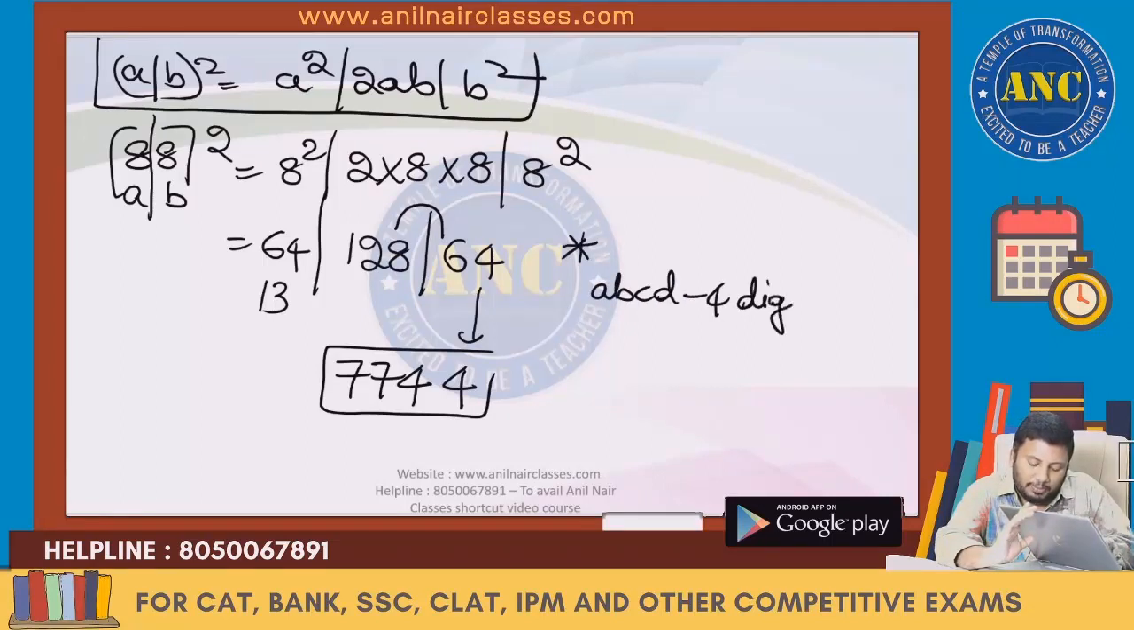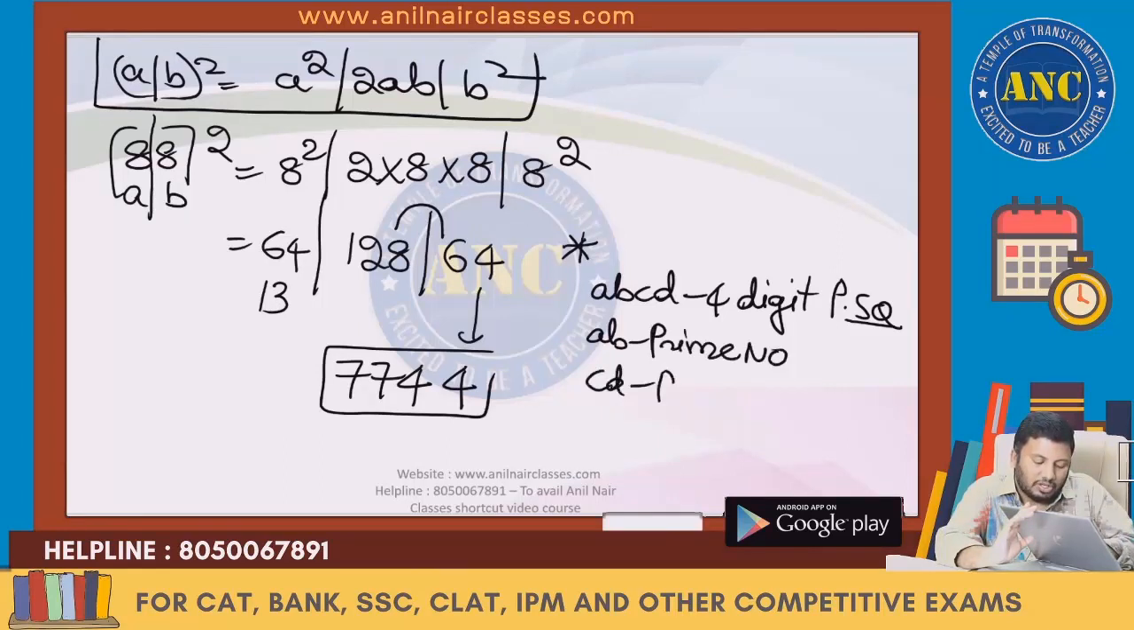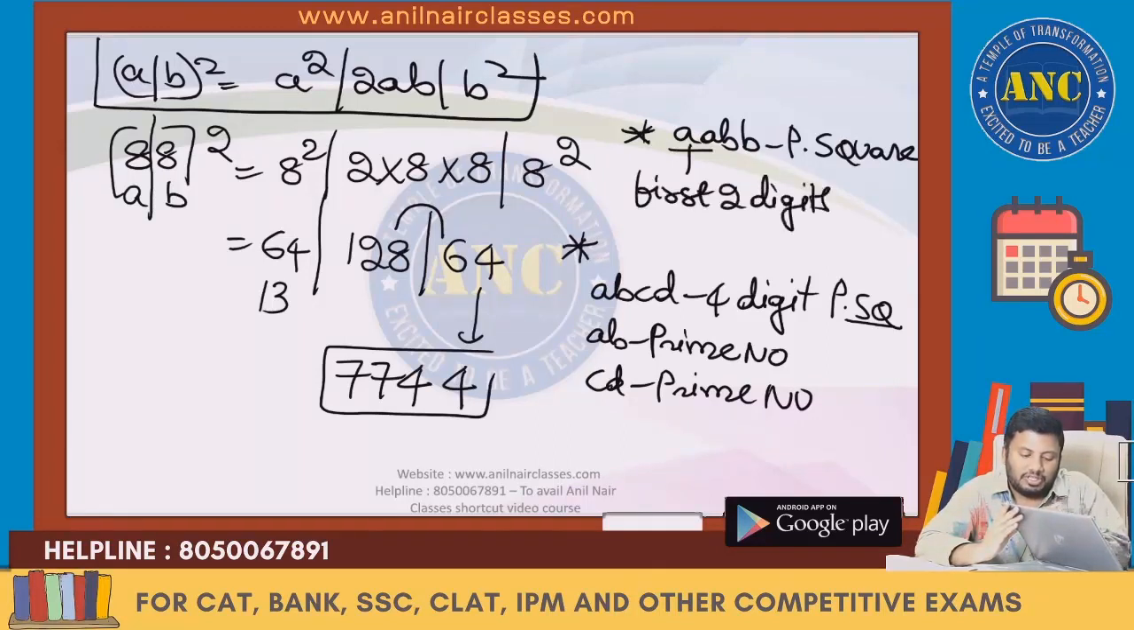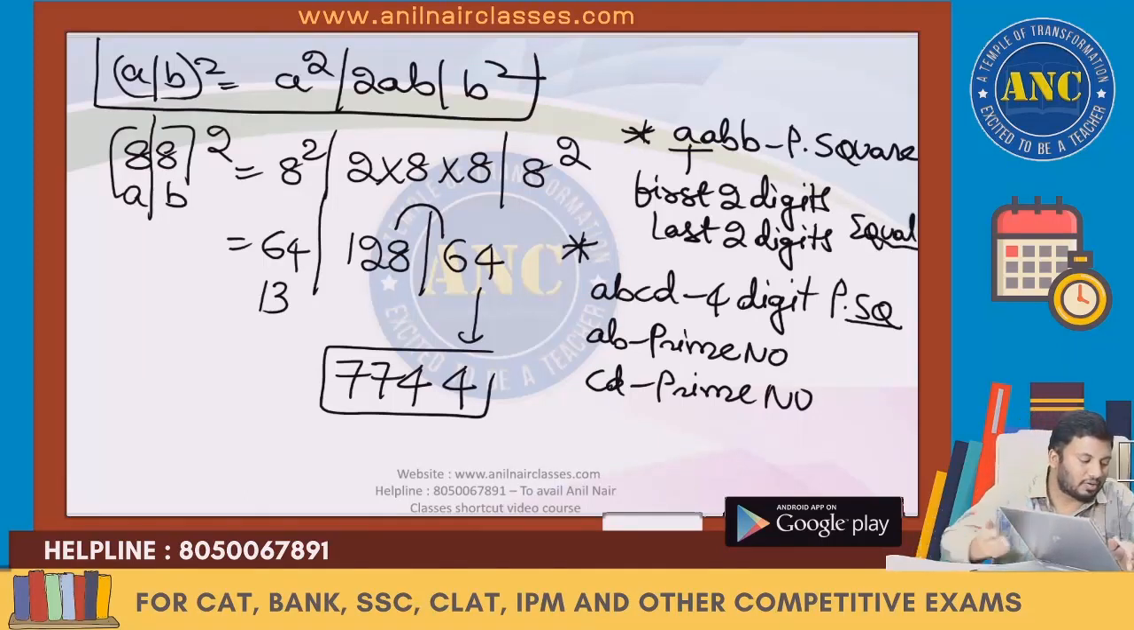ABCD is a 4-digit perfect square where AB is a prime number, which we did, and CD is also a prime number. I will again come back to these two questions. Next, AABB is a perfect square, where the first 2 digits are equal and the last 2 digits are equal. Write down in the same order. 88 whole square is 7744. I will come to these two points.